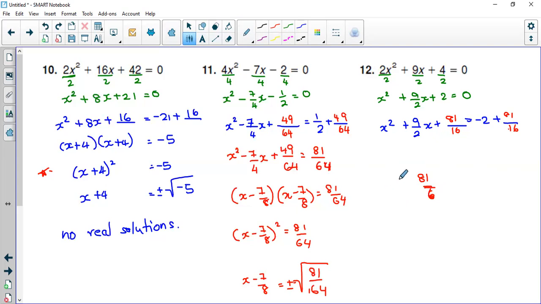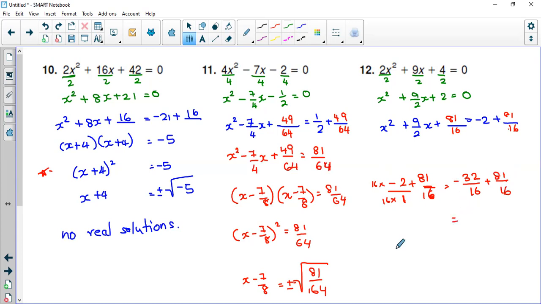Let me show you that properly. It's negative 2 plus 81 over 16. So no number means that there is a 1 here, right? Now what happens? I need to change this to a denominator of 16. So to change this to a denominator of 16, I need to multiply the denominator with 16. When I multiply the denominator with 16, I need to multiply the numerator as well. So that becomes negative 32 over 16 plus 81 over 16, right?